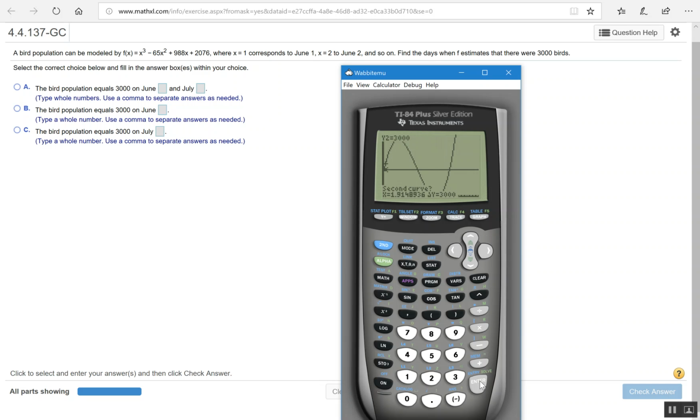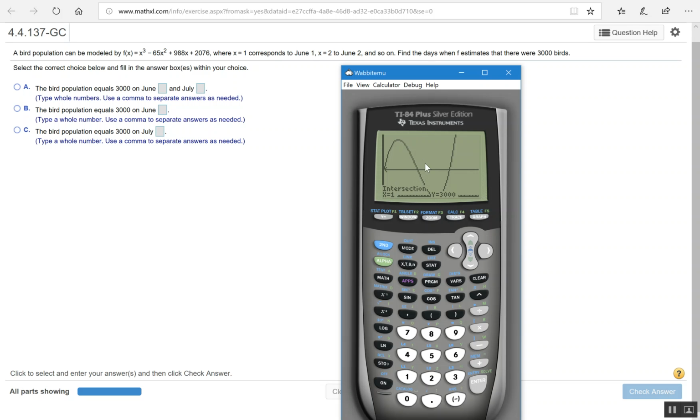Then my second curve: see how it moved onto the line y equals 3000. Press enter again, and then another enter, and it gives you the intersection point. It happens when x equals 1. So when x equals 1, the population of birds is 3000. x equals 1 corresponds to June 1st, which is what's given in the problem. So the bird population equals 3000 on June 1st.